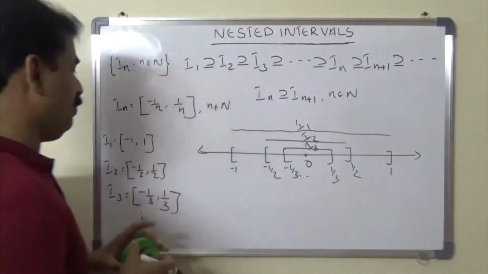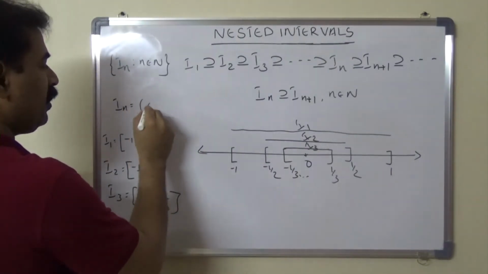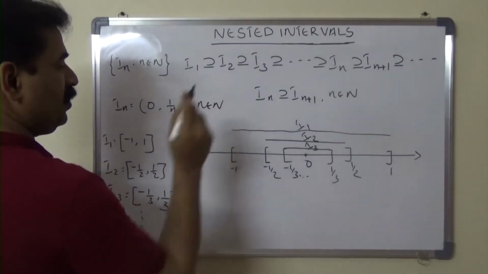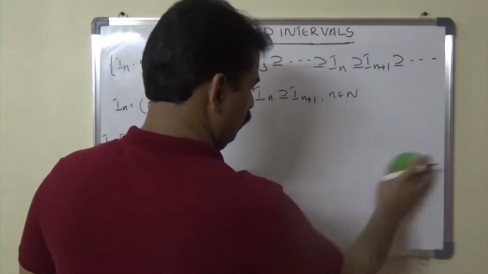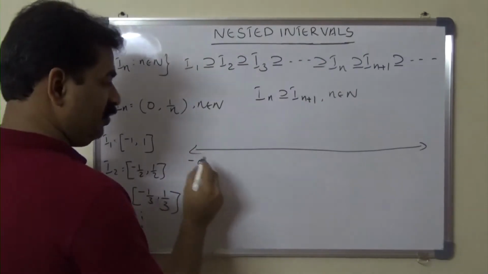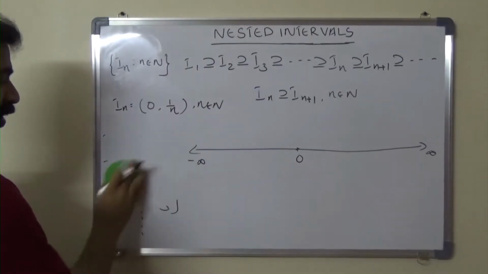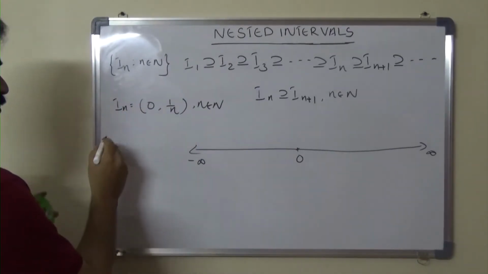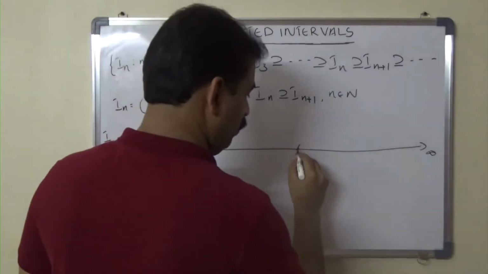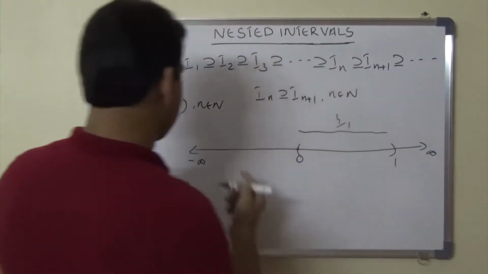We can take another example. I_n equals open interval 0 comma 1 by n, where n belongs to capital N. Once again, we can draw the real line, minus infinity to infinity, center 0. First we put n equals 1. Then I1 equals open interval 0 comma 1. So this is I1, open interval 0 comma 1.